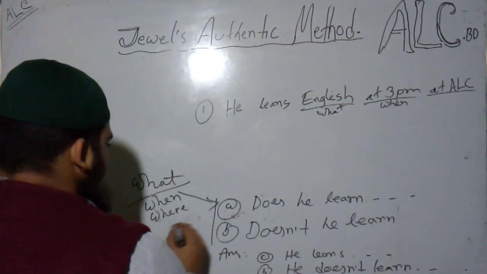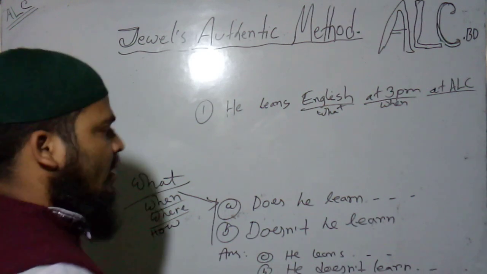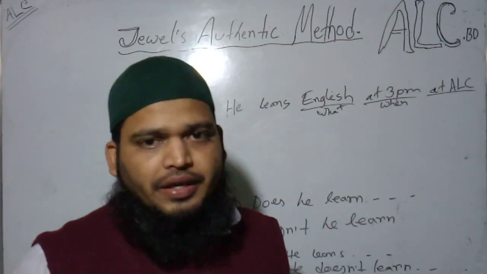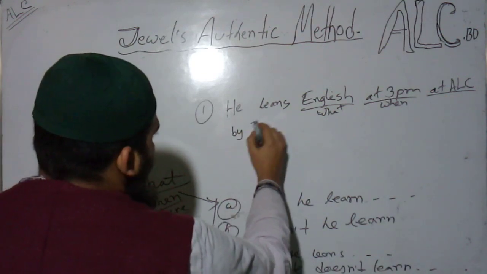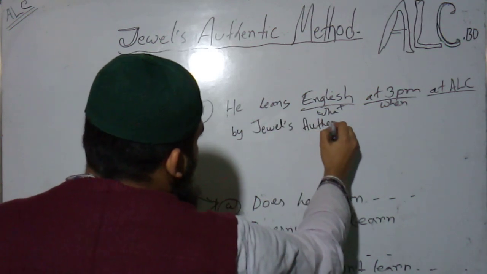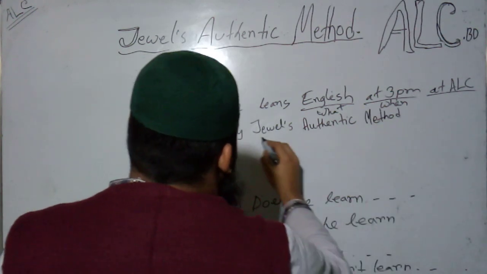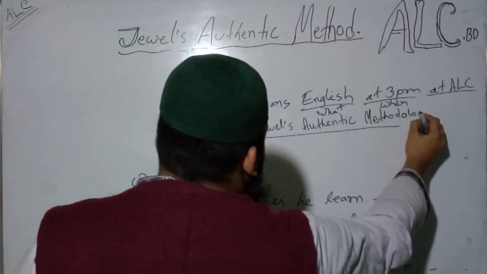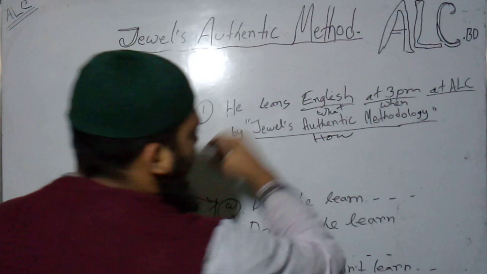So the next question you can answer, how does he learn English? So this answer will be a system, a way, a process. So you have to include here by Joel's authentic methodology, or method. You can also use those two words. He learns English by Joel's authentic methodology. This is the answer of how.